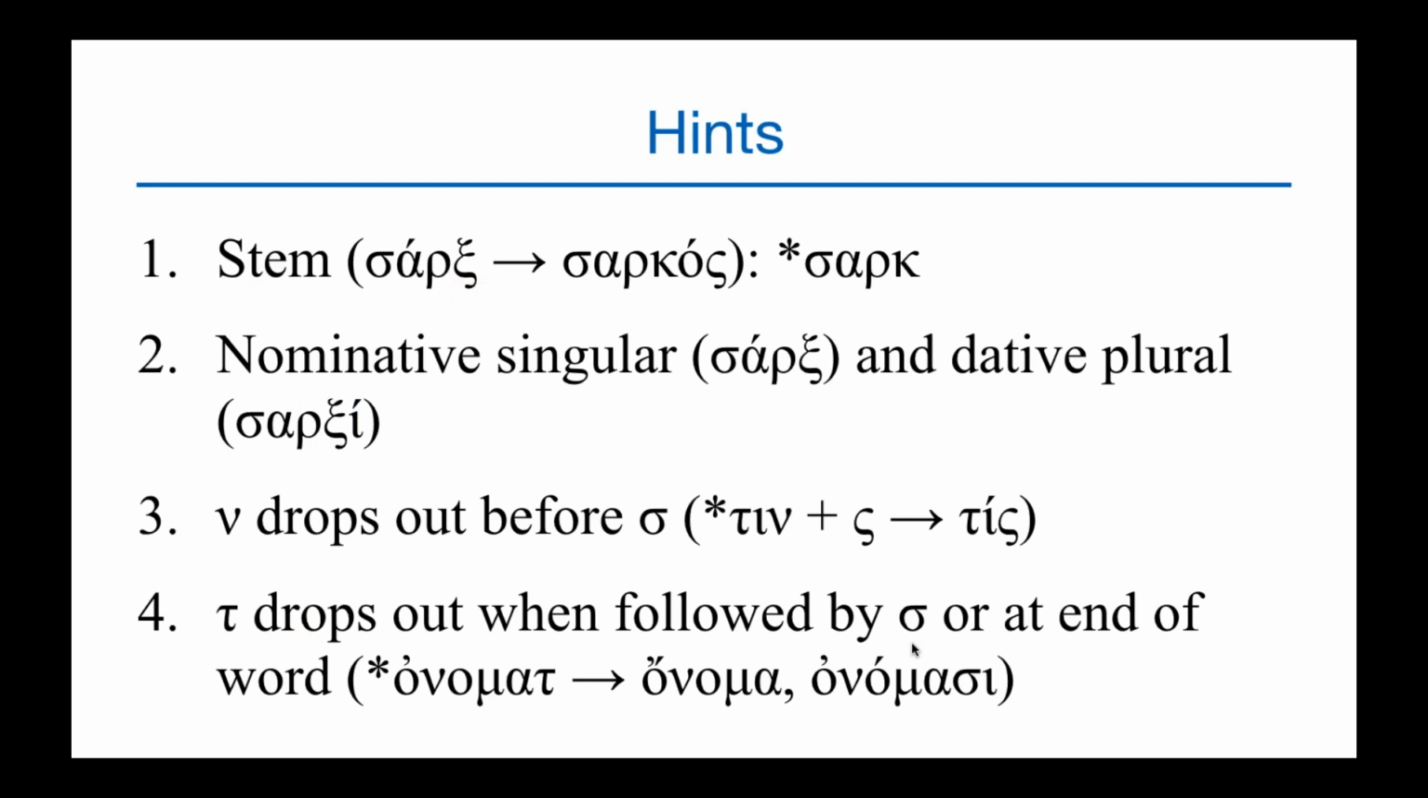We have the lexical form here, which is sarx. Whenever you do the vocabulary, you're going to notice that there's also a second form next to it. In this case, it's sarcos. The reason that's important.